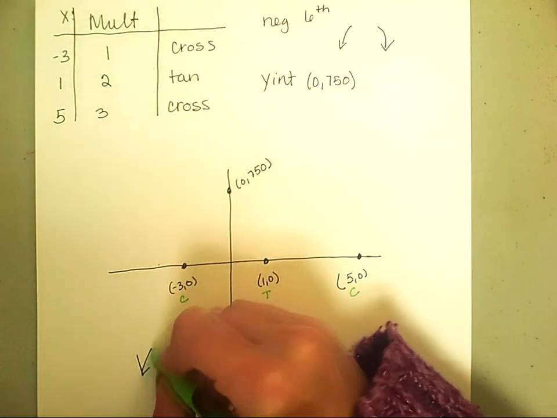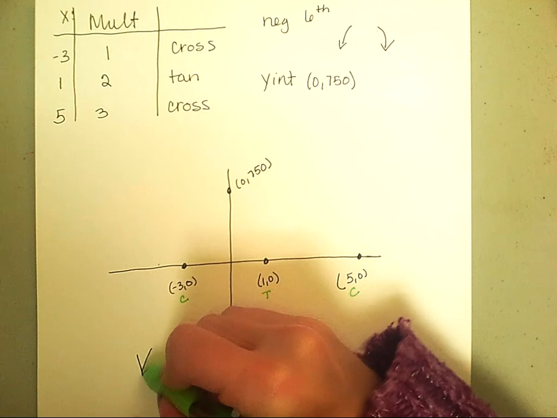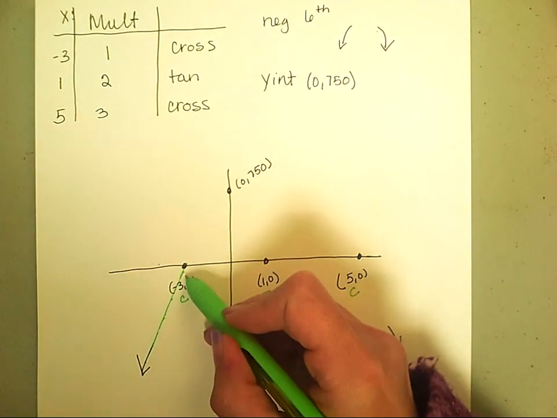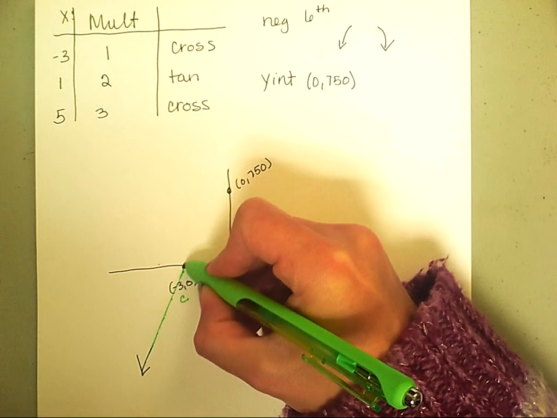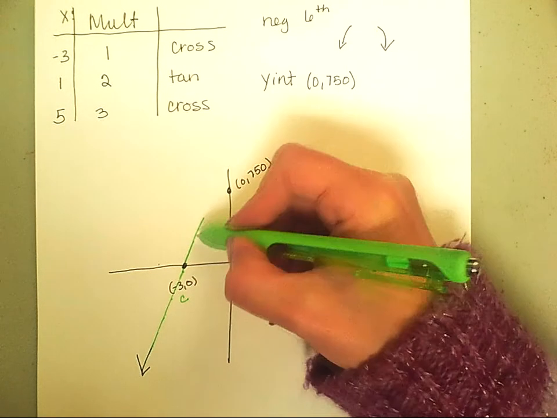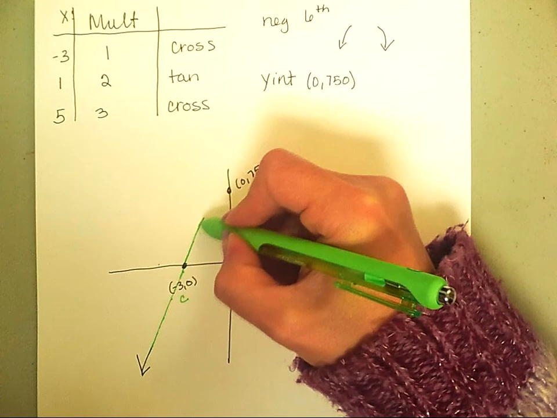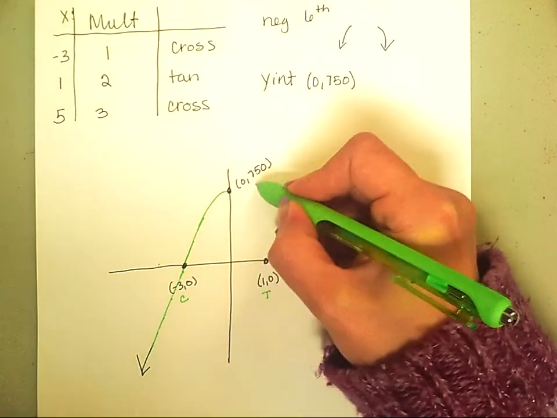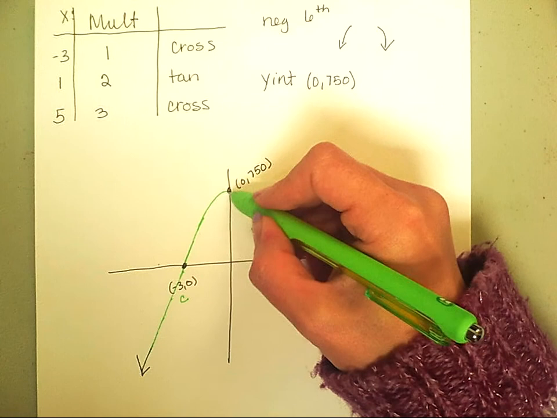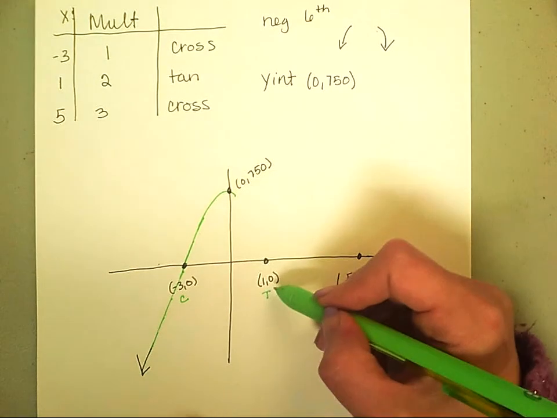Okay. Now we're just going to connect the dots. So I'm starting down here with the ending behavior. I'm going to come up to my y-intercept, and it will cross. Now, it could be doing other things in between here. It could go way up and then come back down. We don't know. But eventually it's got to come and cross through here because it's a y-intercept.